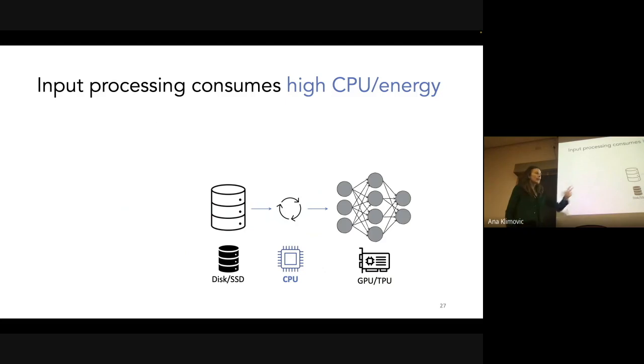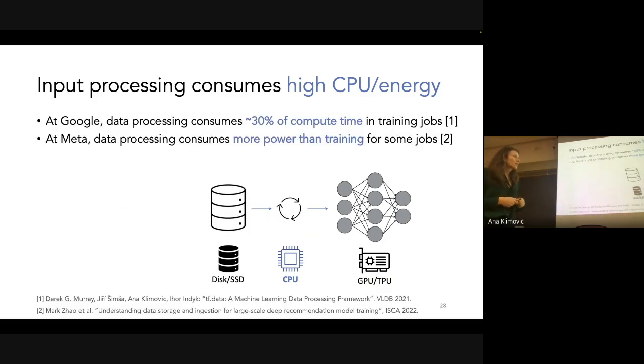Now, the other reason to care about this input data processing pipeline is not just because it can become a bottleneck in your training job, but also because it actually consumes a significant amount of CPU cycles and energy. Quoting something that Marco also alluded to, there was a study from Meta or Facebook that looked at data preprocessing. They found for some of their models, it takes more power for the preprocessing than for the actual training.